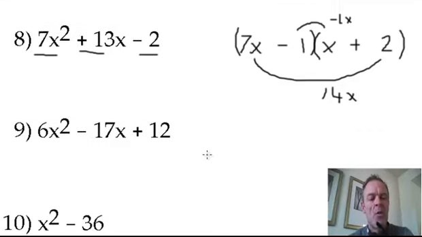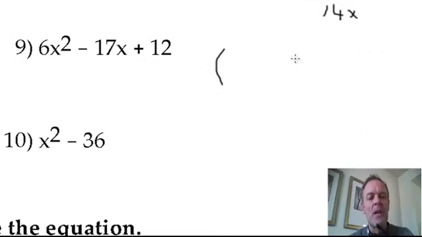Alright. Question 9, a little bit harder, because I don't have prime numbers at the start and at the end, which I did in question 8. So that's nice. There's only one option for a 7, 7 times 1. Only one option for a 2, 2 times 1. But look, 6x squared could be 6x and 1x, or it could be 3x and 2x. I'm just going to go for 3x and 2x.